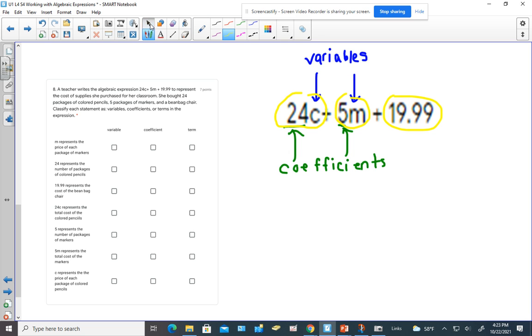So now let's use what I have here to help you identify which thing you need to check off. M represents the price of each package of markers. So is M, see where we have a blue arrow pointing at it, what is M in this case? What did we say it is? We said it's a variable, right? So you're going to check off variable.